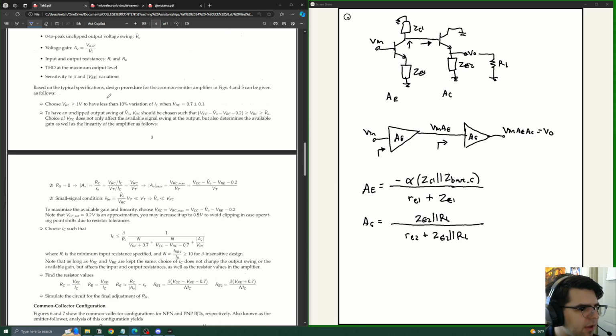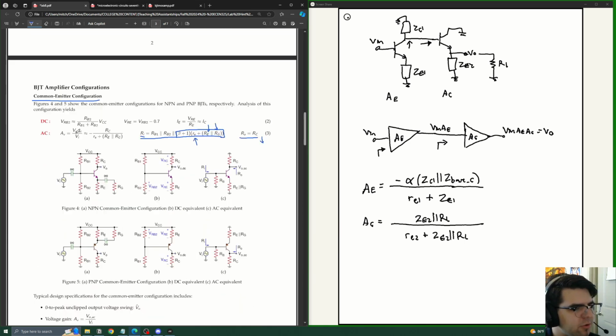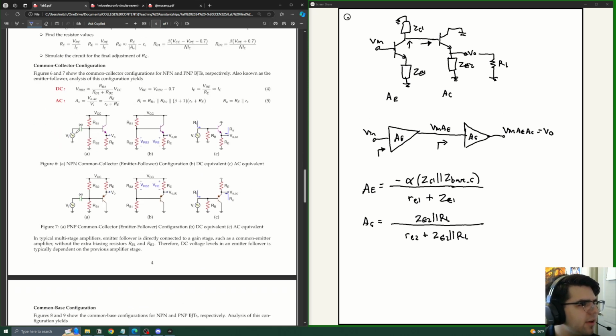Now this right here is a design procedure for the common emitter, which we'll talk about a little bit later, but let's look at the common collector configuration. This is also known as the source follower, and the reason for that is because it's great for buffering, right? It's also got a similarly really high input impedance, right?